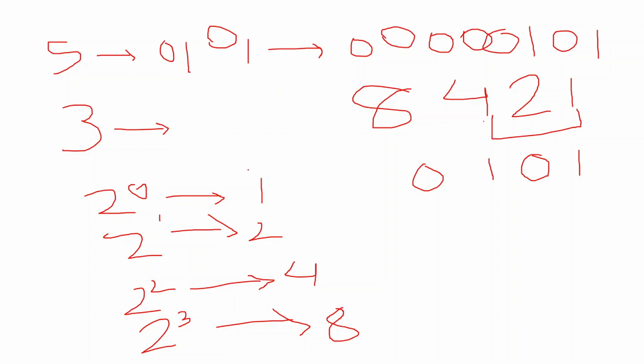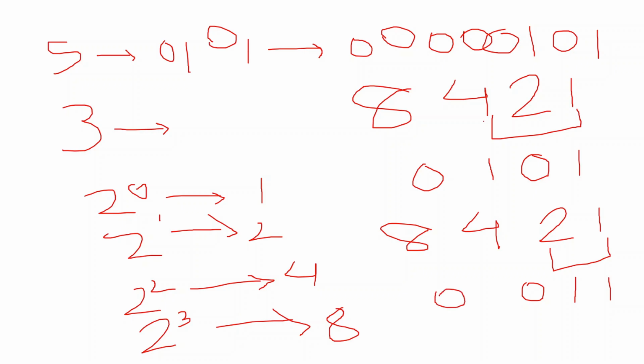Now for 3, how will it be? Which values can we consider so that the total will be 3? Let me put the values again: 8, 4, 2, 1. Which two numbers can we consider so that the output will be 3? So 2 and 1, right? 2 plus 1 is 3. So these two will be 1, 1, and it will be 0 and 0. Till here you have understood, right? So let me write this. It is 0, 0, 1, 1.